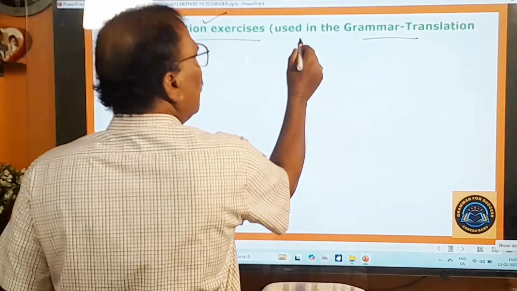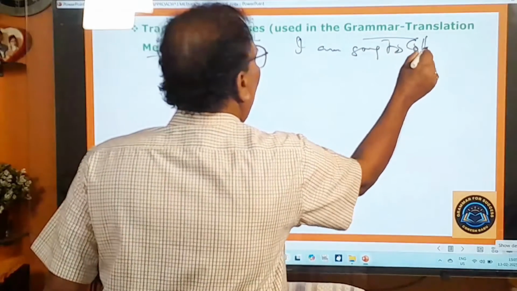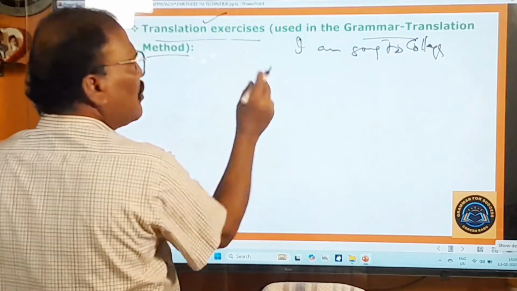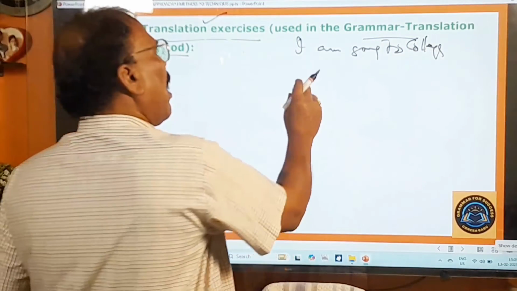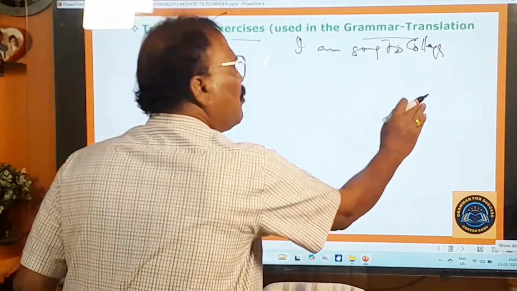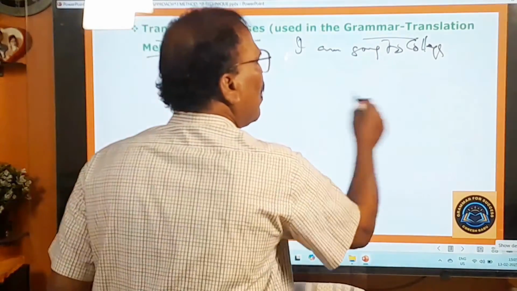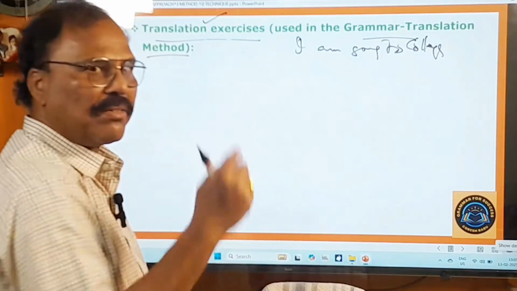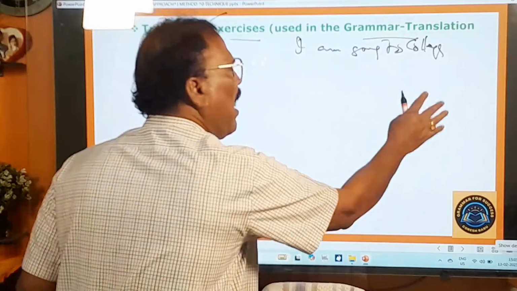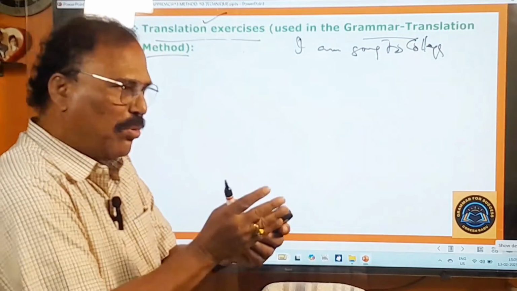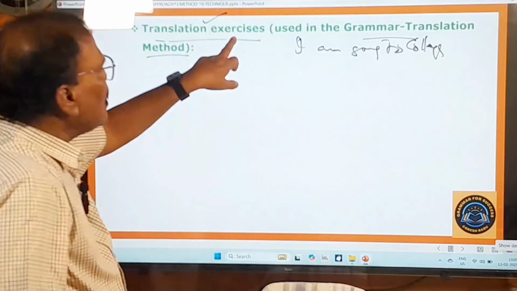Some sentence is given, such as I am going to college. Translation, change it into Telugu. నేను కాలేజీ వెళ్తూ ఉన్నాను. Some ఆమె వంట వండుతూ ఉంది. She is cooking meals, or she is preparing meals, something like that. అతడు చెట్లకు మొక్కలకు నీళ్లు పెడుతున్నాడు. He is watering the plants. From Telugu to English, English to Telugu, translation exercises must be done.